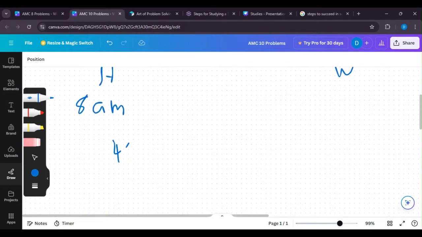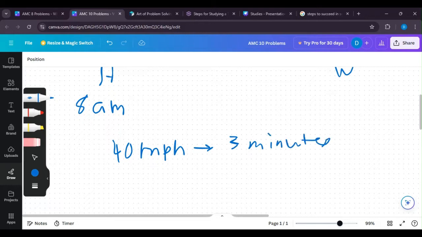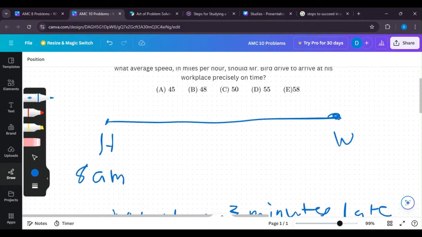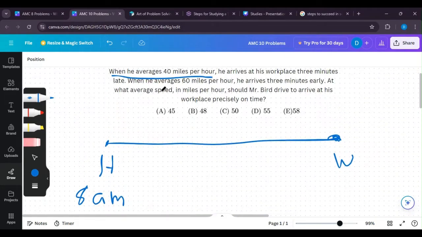So 40 miles per hour, 3 minutes late. When he drives at 60 miles per hour, he arrives 3 minutes early. And at what average speed in miles per hour should he drive to arrive at his workplace precisely on time?